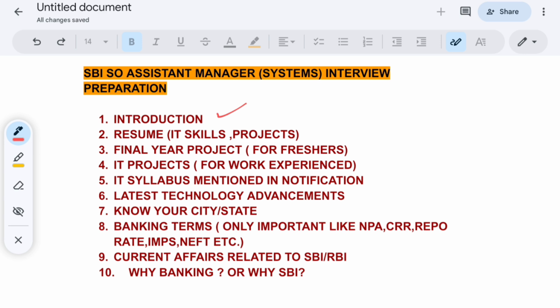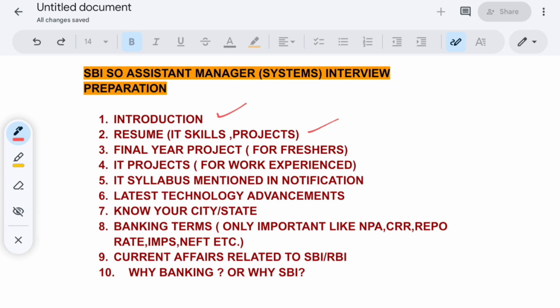And the second priority is the resume, the resume which you uploaded when you filled your form. All the things which you have mentioned, like the IT skills, the programming languages, and all the projects, you should go through thoroughly. Then only you will be able to explain them. Otherwise, if they cross question you, you will stop in between, and it will not be a good call for the interviewer.